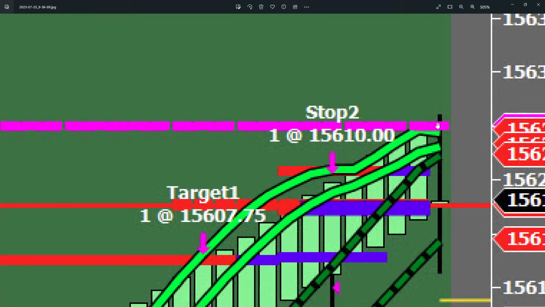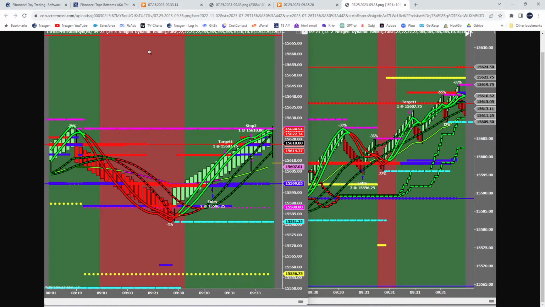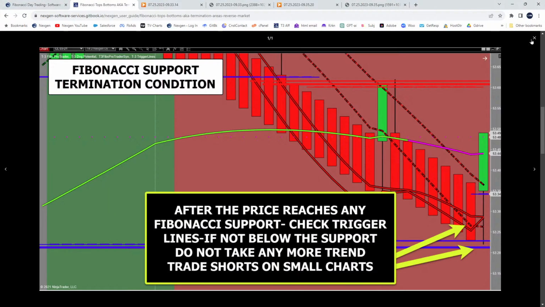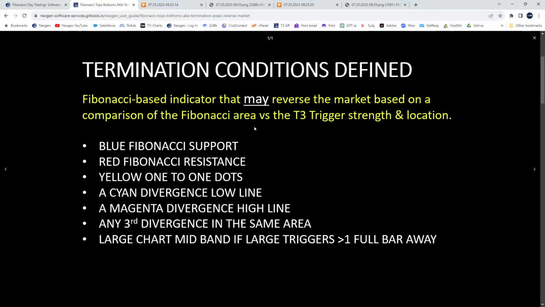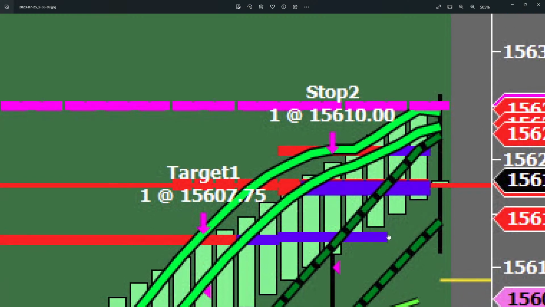So this means stop going long. Not that it can't go up, but for what we do, we're going to stop going long until the market proves itself. And that's all a termination condition is. When you're looking at this in the user guide, termination conditions are any indicator that may reverse the market based on trigger strength and location.